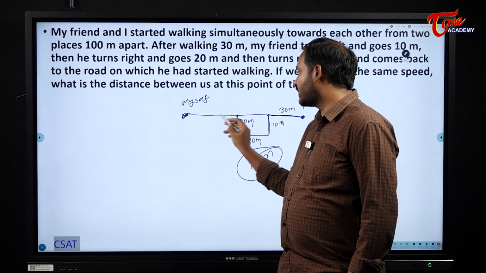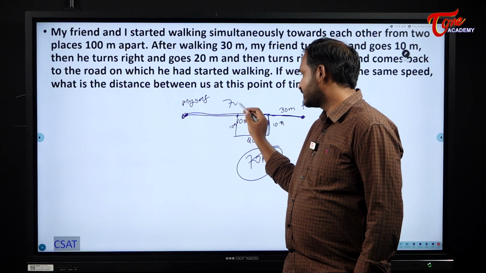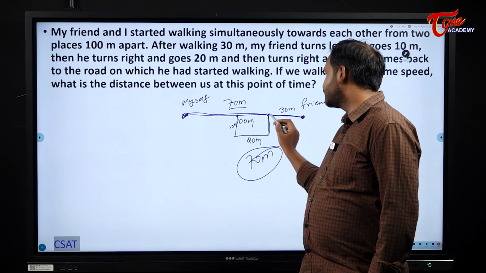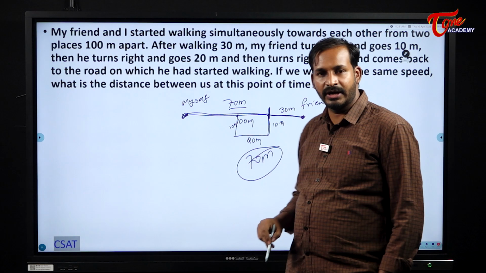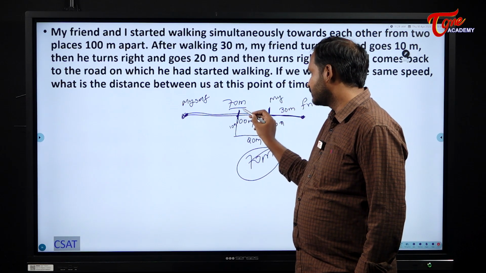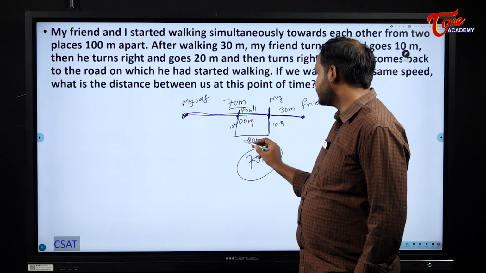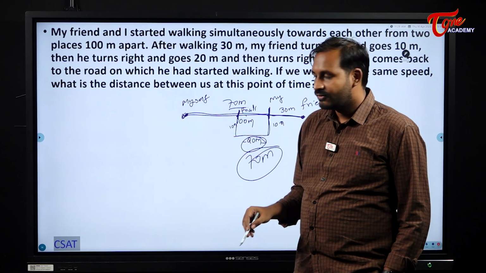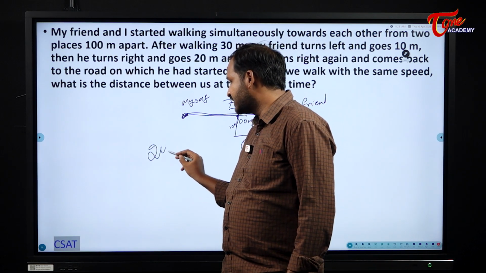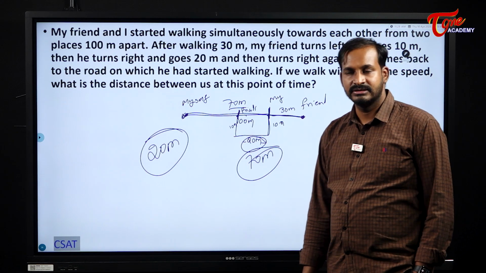Myself and my friend walk the same distance, so the distance covered by me is also 70 meters. That means I should cover 30 more meters, so I will come to this point. This is my position and this is my friend's position. Now, what is the distance between us at this point? 20 meters. Understood, students?